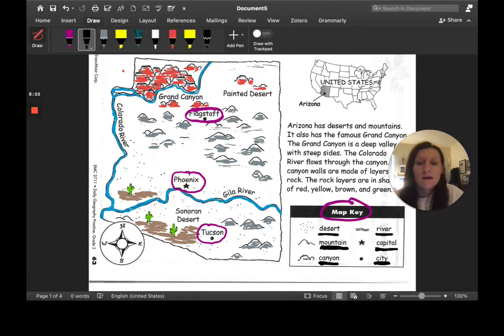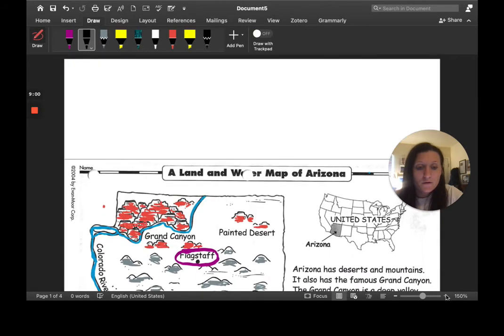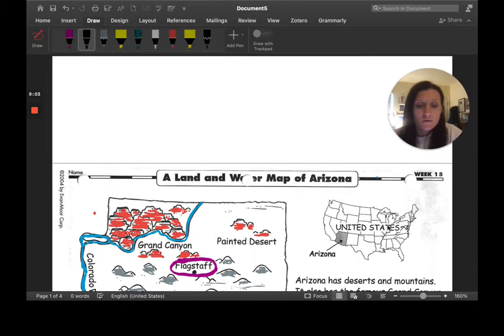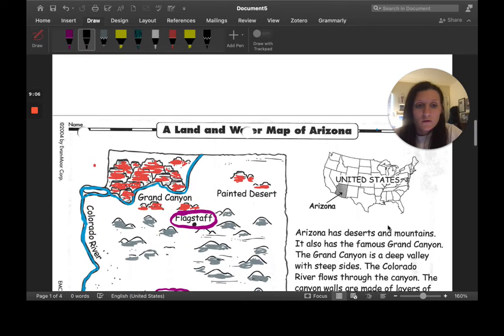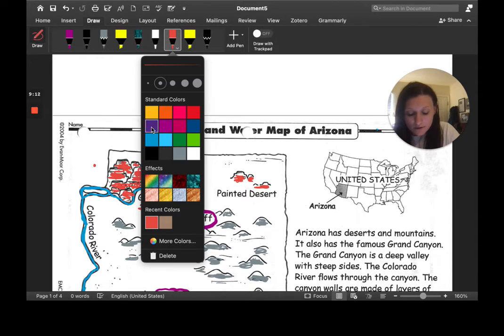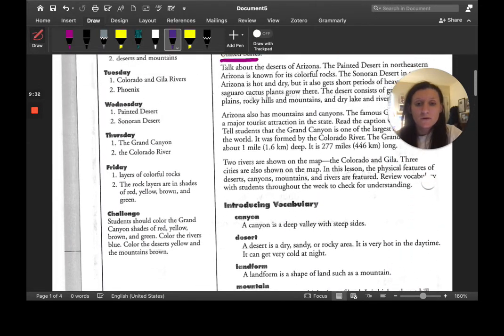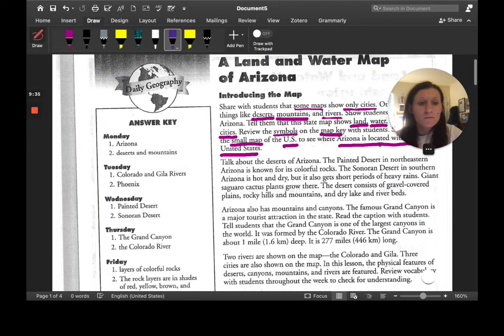Now, looking at our map here, which we can zoom in a little bit here. We see where Arizona is located in the United States. So let's circle where that is. So we know that it connects with California, Nevada, Utah, Colorado, and New Mexico. All right, so now we're going to head back up to our page that we were on before.